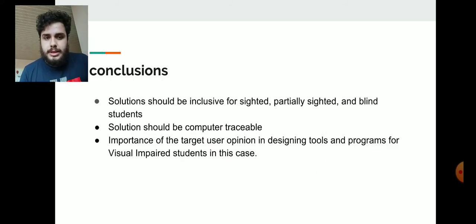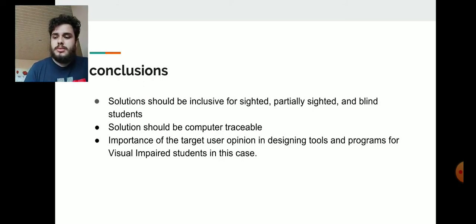Now, for the conclusion, we have that the solution should be inclusive. That is what I was saying, that it has to be for sighted, partially sighted, and blind students, for all. It doesn't matter what their condition is. They have to implement certain things like bright colors, bigger size, font size, and something like that.